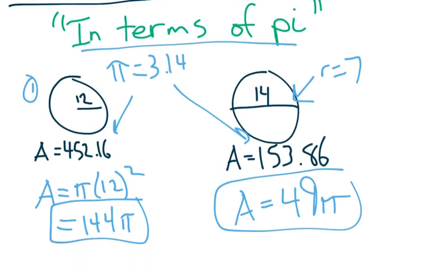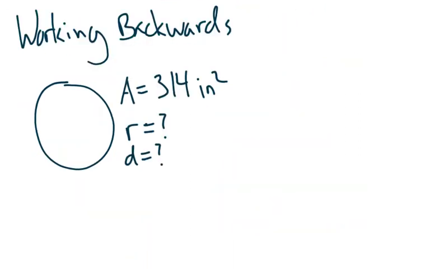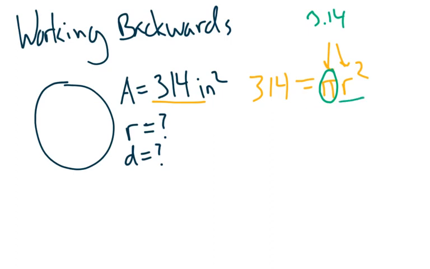Now, I want to talk about working backwards a little bit here. Let's look at this problem. Here we have a circle and we are told what its area is, and now we need to find out what the radius and the diameter are. The reason why I want to show you this is because there's one part of it that tends to trip up students. When we plug it into the area formula, 314 is equal to pi r squared, these two symbols tend to throw students off, thinking, well, what can I do with that? Well, the thing that we have to realize is that pi is just a number.